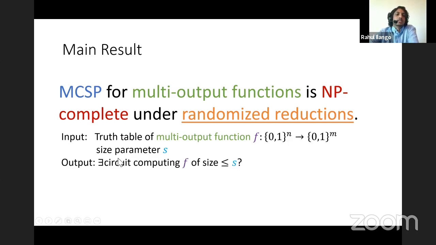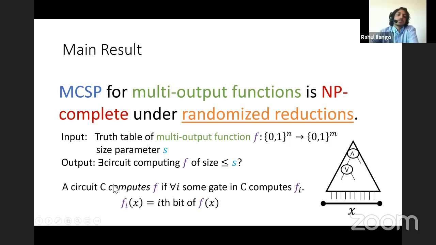And now you're going to say, does there exist a circuit computing f of size at most s? And so what exactly do I mean by a circuit computing a multi-output function? I'm going to say a circuit computes a multi-output function if each one of the single bit output functions, that is, the function f sub i that computes the ith output of f(x), is computed by some gate in the circuit. So maybe this gate computes the third output, this gate computes the fifth output, and so on. So we're going to require that for each one of the output bits, there's some gate in here that's computing that function.